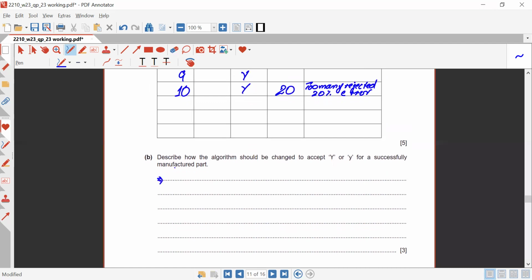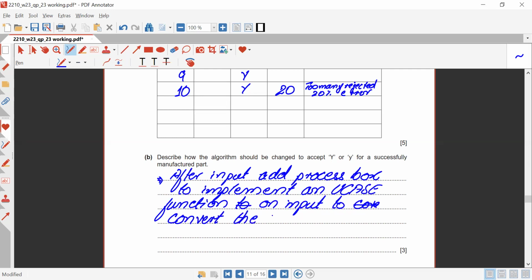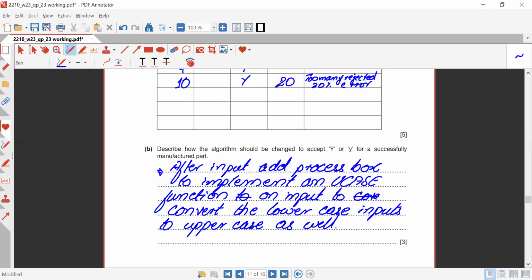So you can say: after input, add a process box to implement an U case function to convert the lowercase inputs to upper case as well. So this is how you could do this.